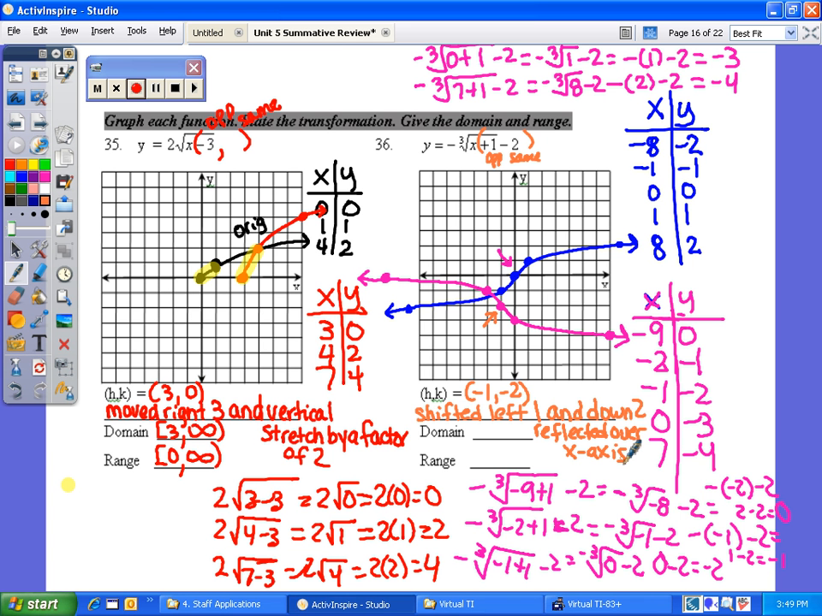Alright, so my domain, because of the double arrows, is going to be negative infinity to infinity, and the range is negative infinity to infinity. Yes, a lot of work.